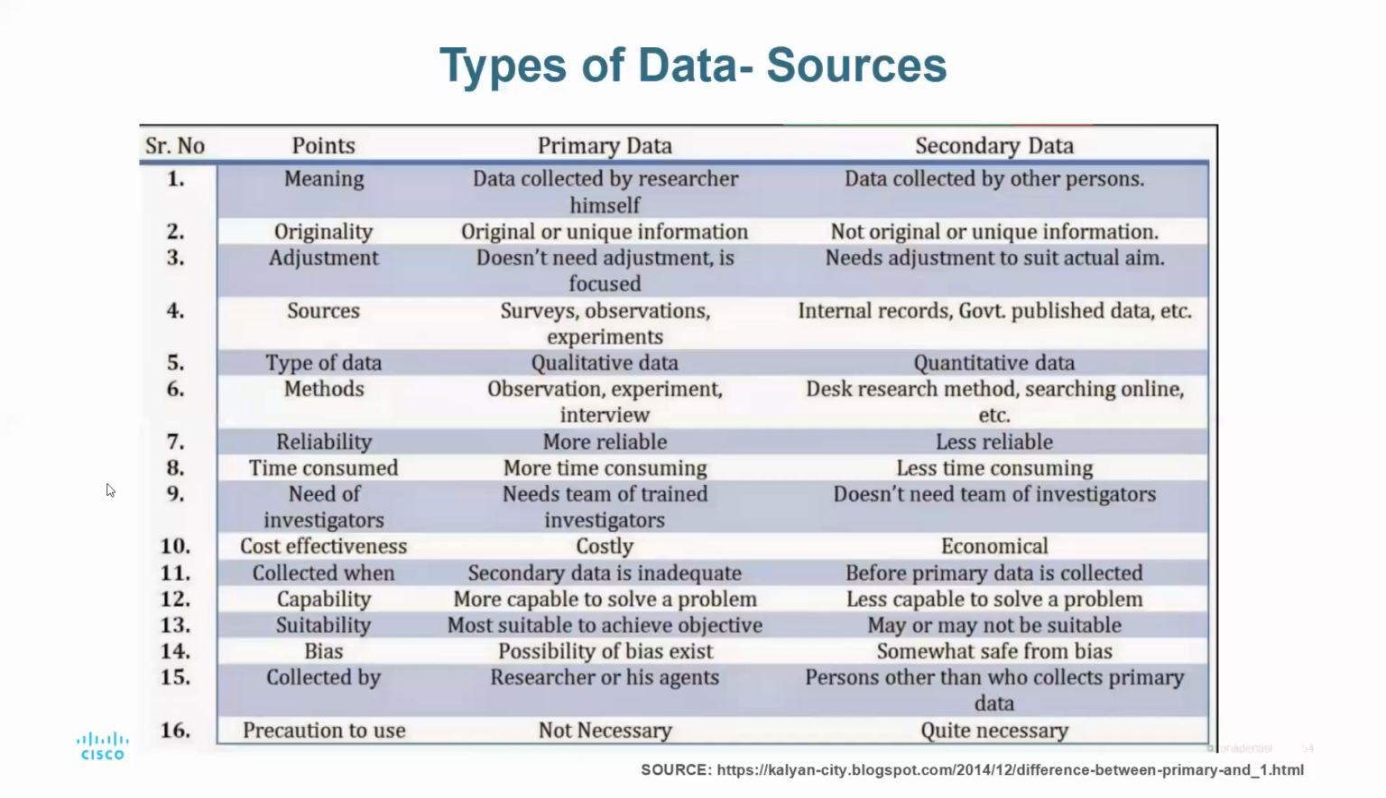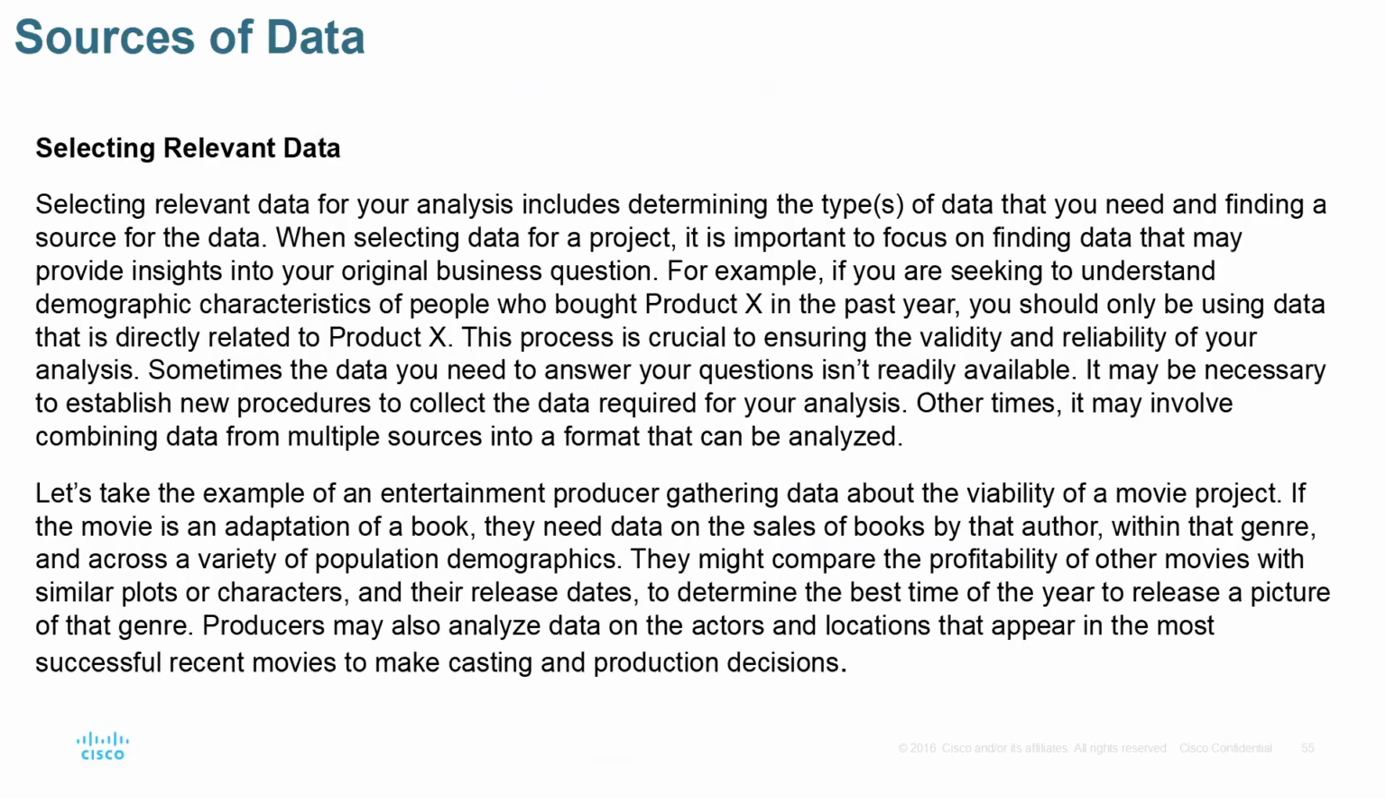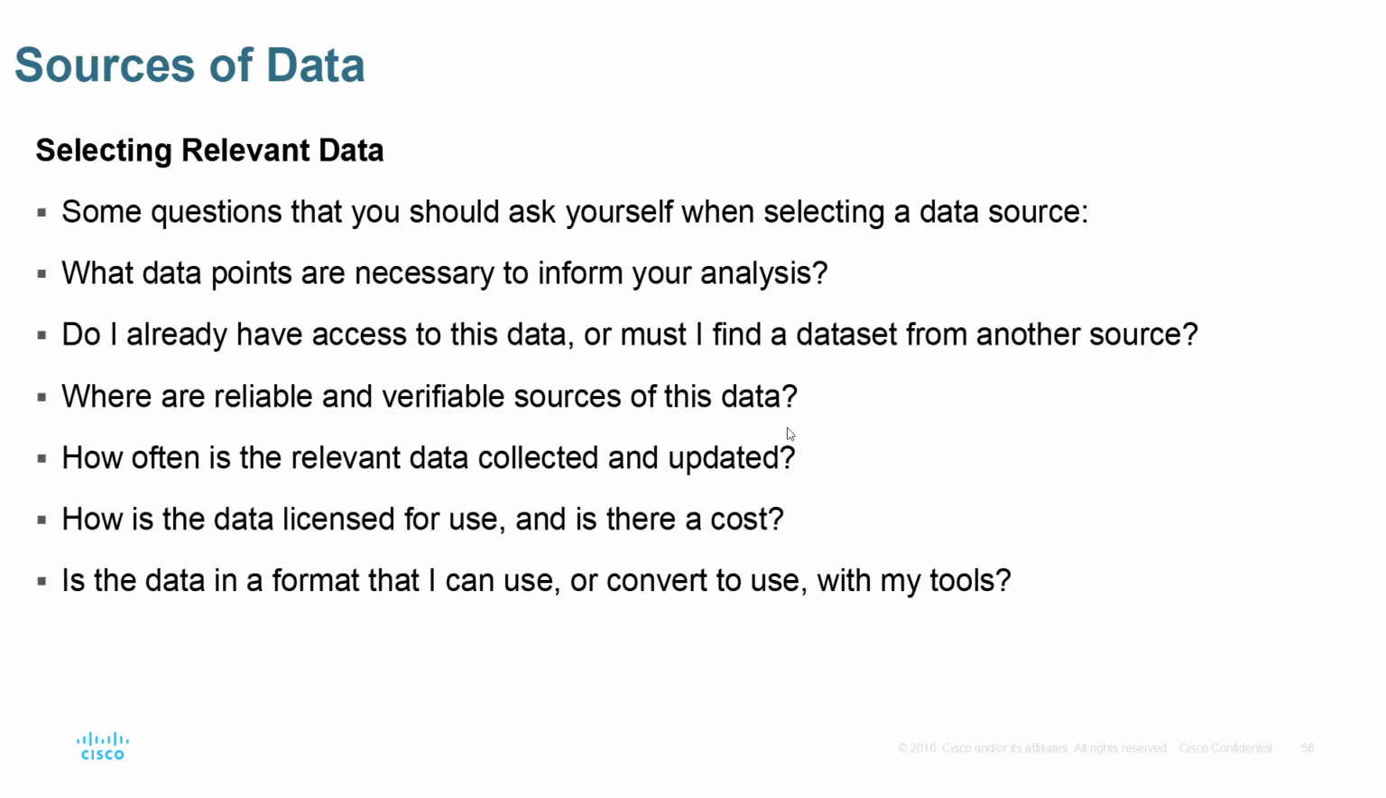Okay, so you have types of data sets. So you have it very, very well. For most of our students taking our classes, you're going to have access to this document. So very, very key. The idea here is that when you're trying to get a data set, make sure that you're getting data sets that meet the needs of what you're trying to do. Some questions that you should ask yourself when selecting data sources are: what data points are necessary to inform your analysis? Do you already have access to this data, or must I find the data from other sources?